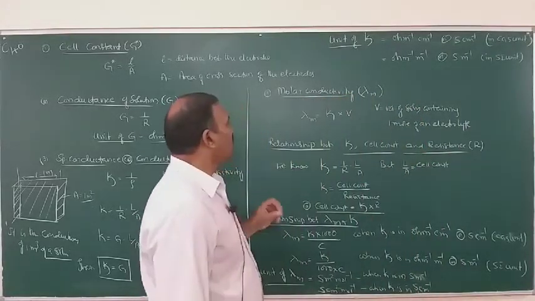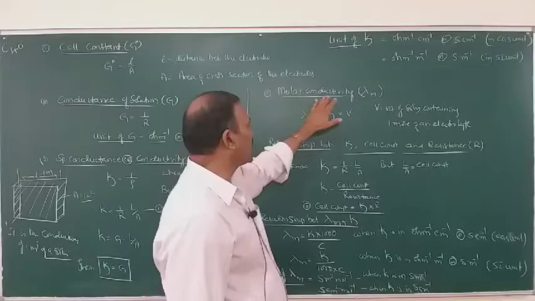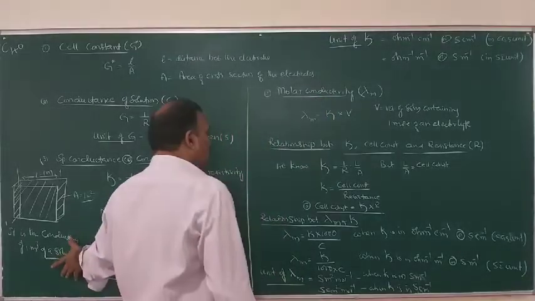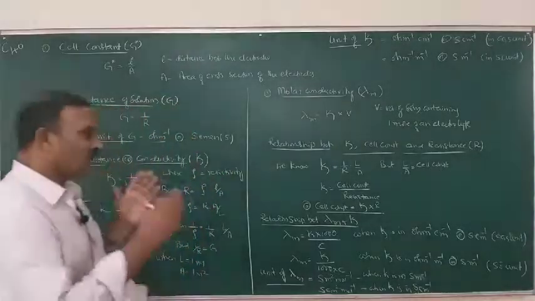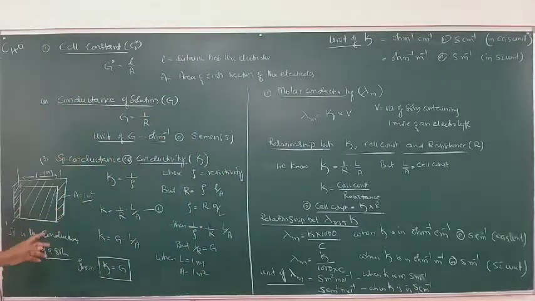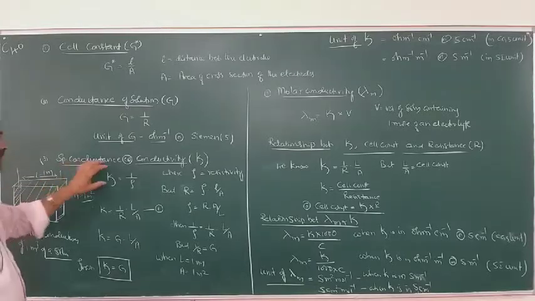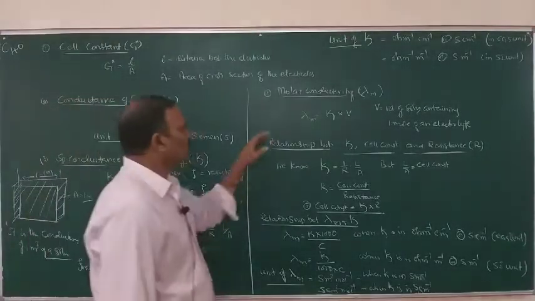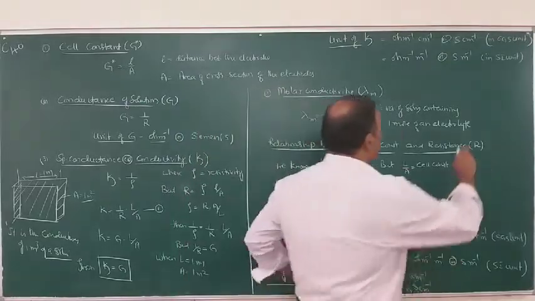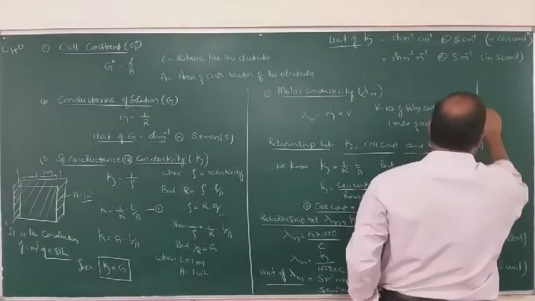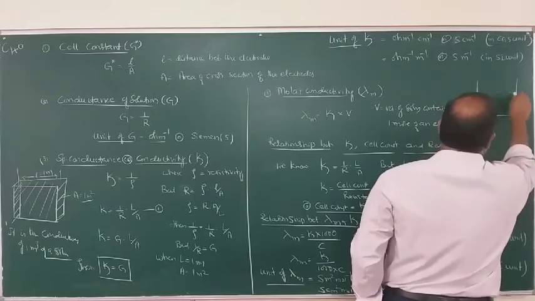Coming to another definition, molar conductivity. This is specific conductivity and this is molar conductivity. Conductivity of 1 meter cube of solution is known as specific conductance or conductivity. Then what is molar conductivity? Suppose here it is a solution. So this is a solution.